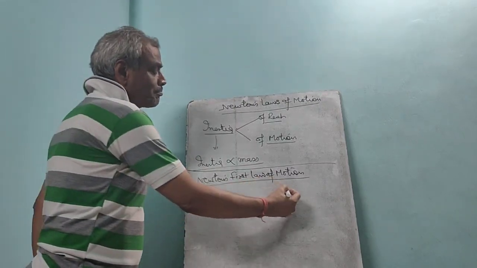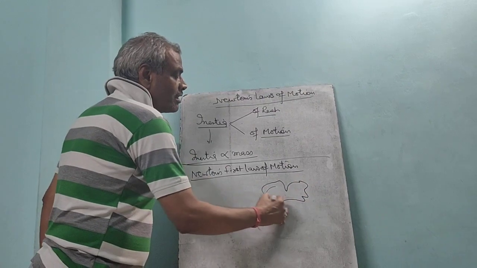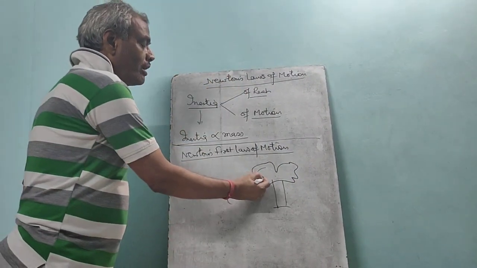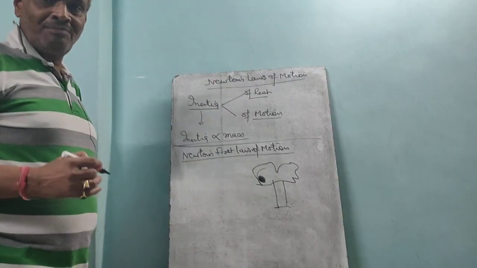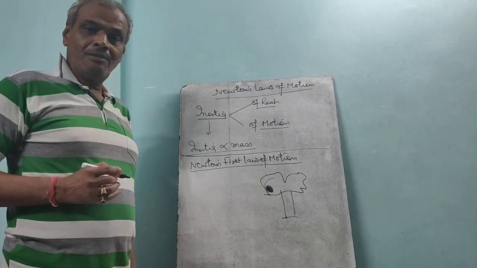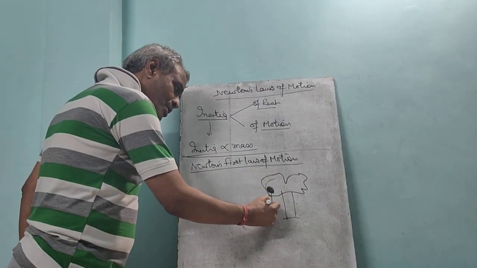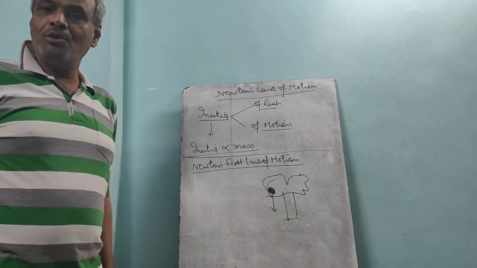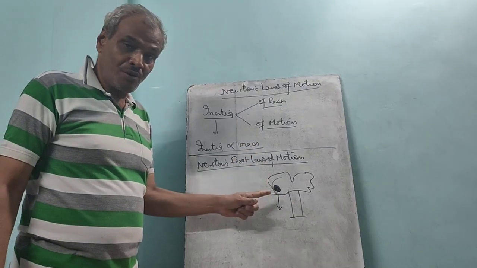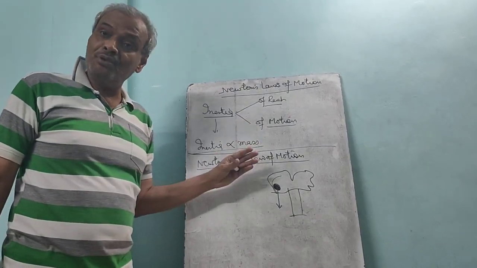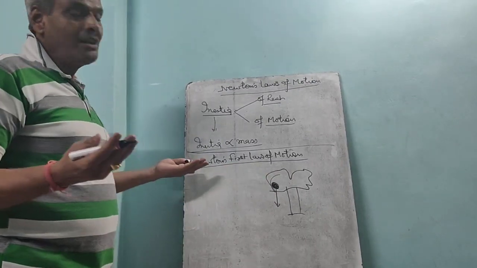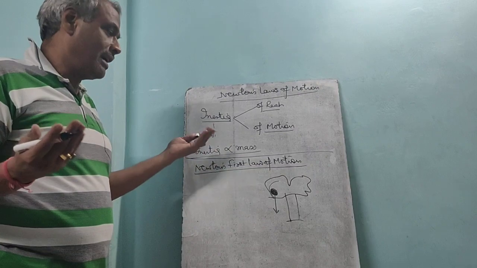Some examples. Suppose this is a tree and it is a fruit-laden tree, and here a fruit is attached, a mango. If you shake the branches of a fruit-laden tree, then what happens? The fruits fall. Why? Because you are applying a force on the branches, not on the fruits. That's why the branches have to move their position, but the fruits don't want to leave their position, and they fall.